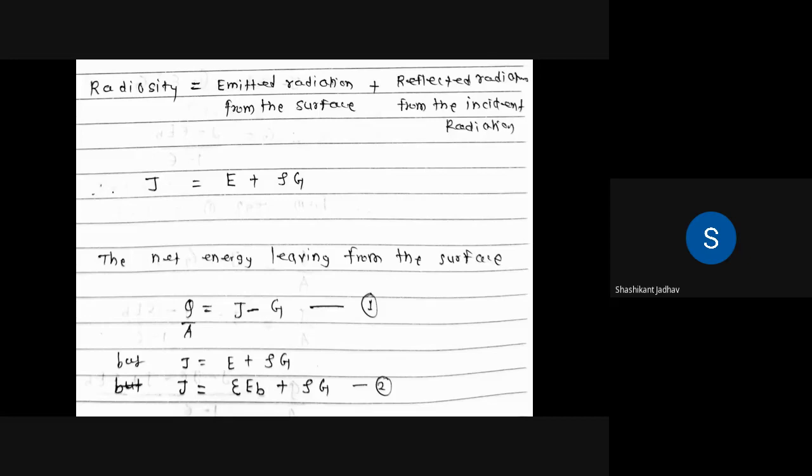So write down Q by A. What is the unit of Q by A? That is watt per meter square, because J and G are in watt per meter square. So I have to take Q by A, that is the rate of energy per unit area. Q by A is equal to capital J minus G. And write down that this is equation number 1. All of you write down that this is equation number 1.